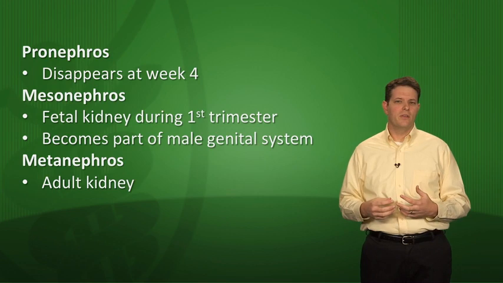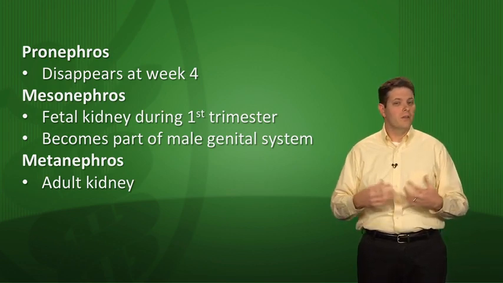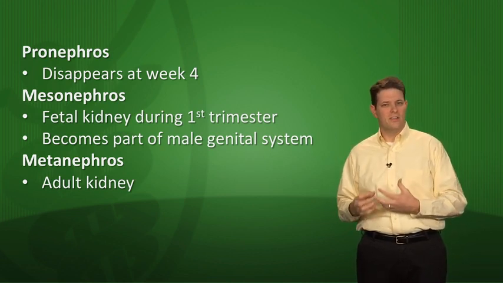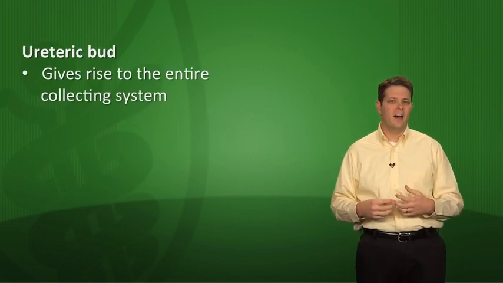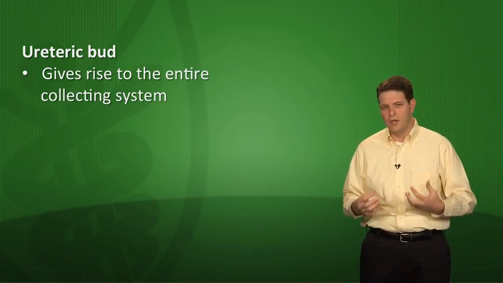It begins to appear during the 5th week of gestation, and then it continues to grow and develop into the kidneys until well into the 3rd trimester. Now, the caudal end of the mesonephros, the end closest to the feet, develops something called a ureteric bud, and this gives rise to the entire collecting system, from the collecting ducts and the calyces and the renal pelvis all the way down to the ureters.